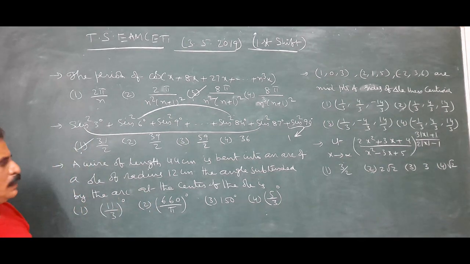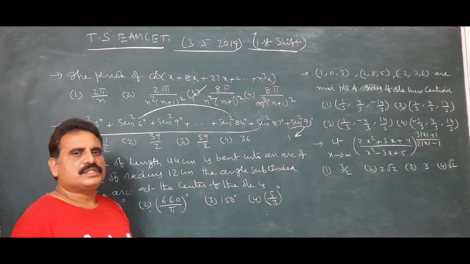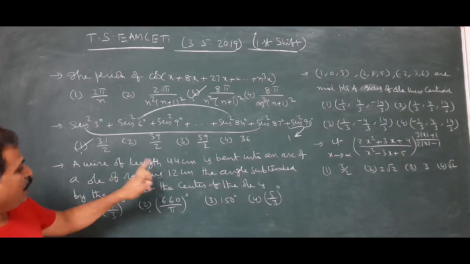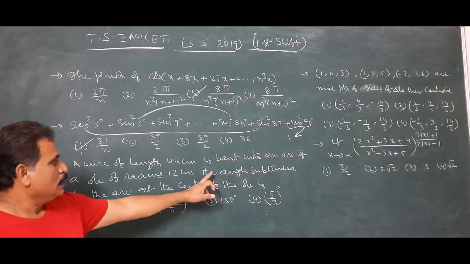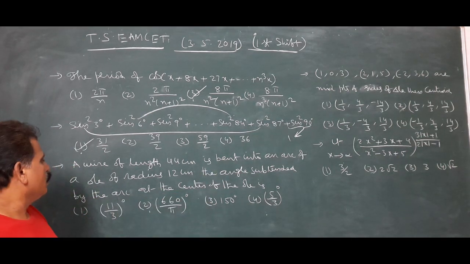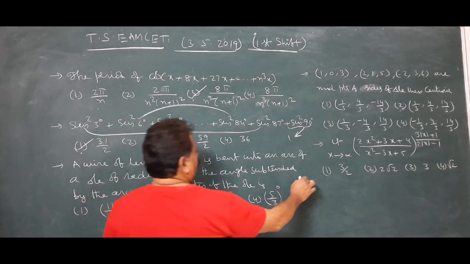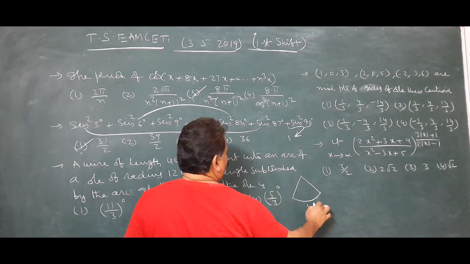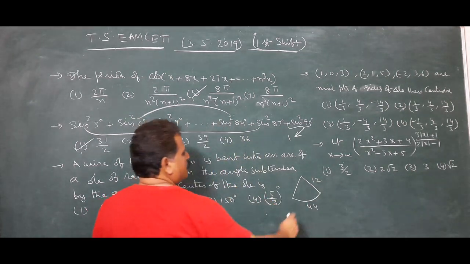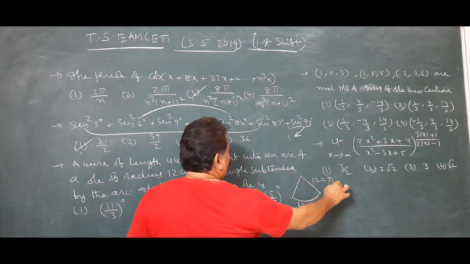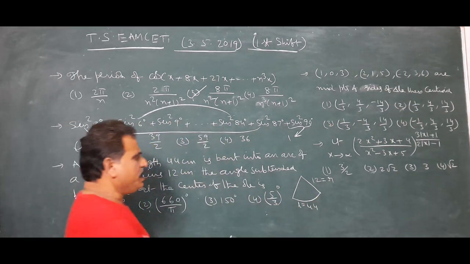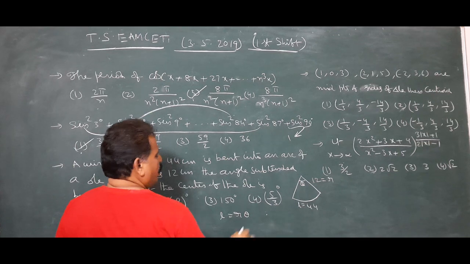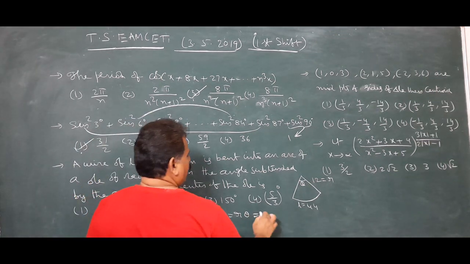Next question. A wire of length 44 centimeter is bent into an arc of a circle of radius 12 centimeter. The angle subtended by the arc at the center of the circle. Here, this is a sector. Arc length is 44, radius length is 12. It is L, it is R. We have a formula, L equal to R theta. We want theta. L equal to R theta, so theta equal to L by R.